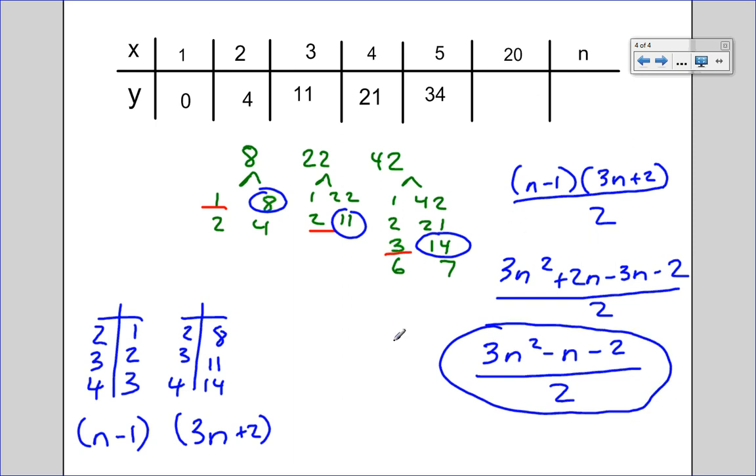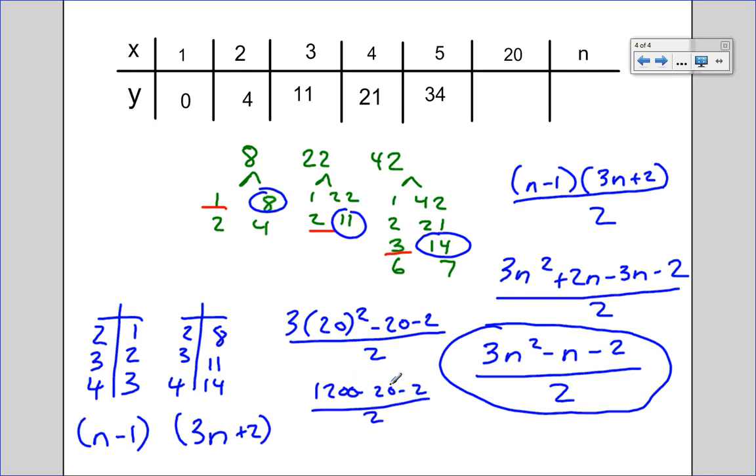You plug in 20, 3 times 20 squared, minus 20 minus 2 divided by 2. 20 squared is 400, so 1200 minus 20 minus 2 over 2. Let's see, it's 1180. 1178 divided by 2 is going to give you 500 and, let's see, 89.